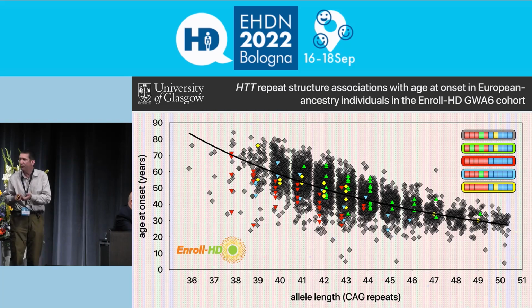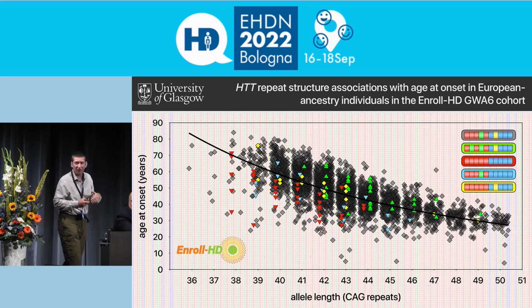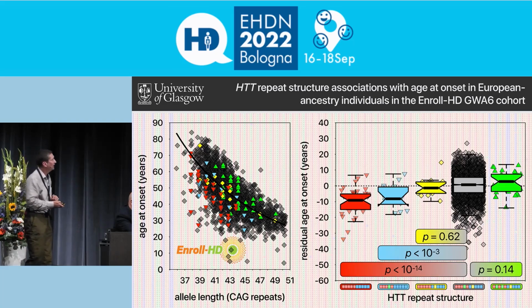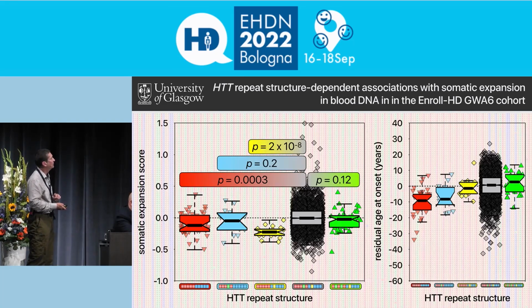And the primary effect here, after correcting for the number of CAGs, is actually the number of CCA codons, again, which are synonymous and don't affect the sequence of the protein that's produced. Again, that's illustrated there in terms of those effects.